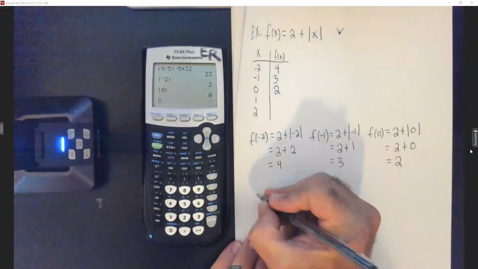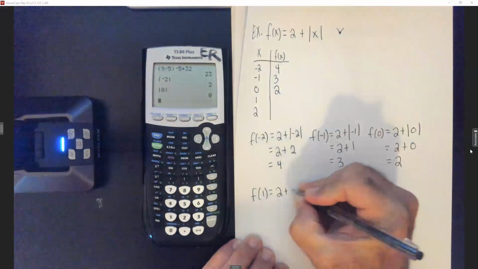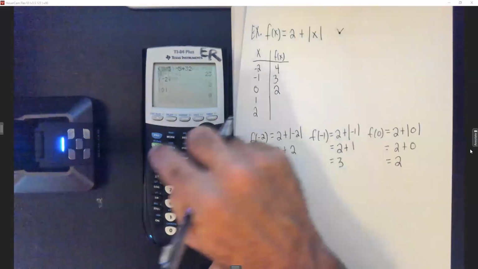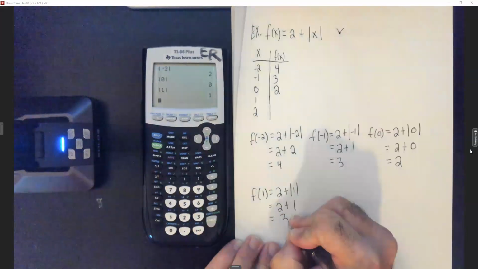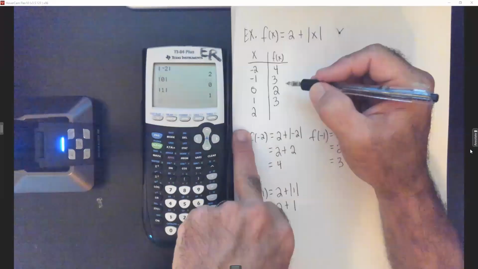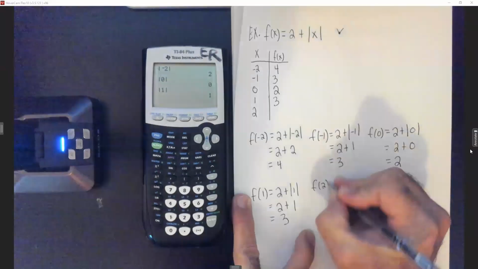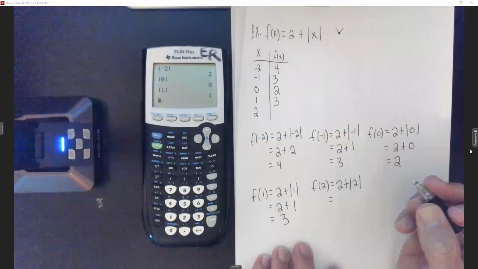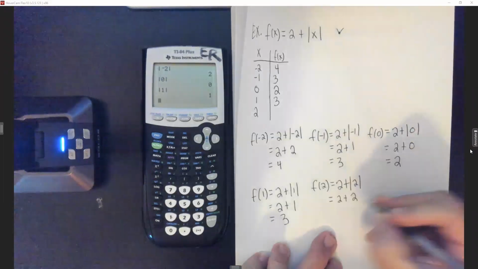Now, since we know absolute value graphs are symmetric, we should get a 3 here and a 4 here. So let's see. F of 1 is going to be 2 plus absolute value of 1. The absolute value of 1 is 1, and 2 plus 1 gives me 3. But y'all knew that because these graphs are symmetric. And then finally, f of 2 is going to be 2 plus absolute value of 2. The absolute value of 2 is 2, and 2 plus 2 gives me 4.